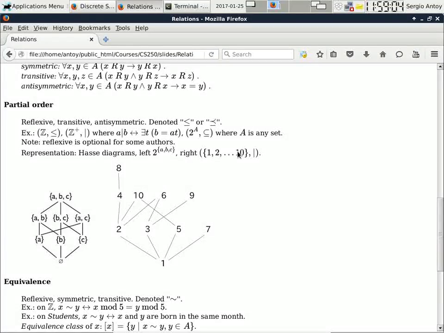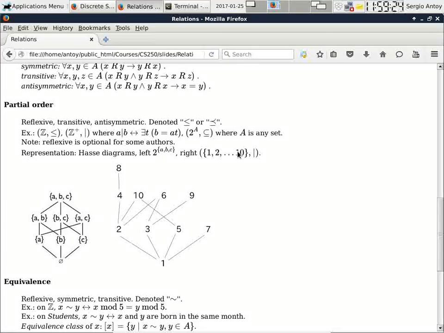To make it a little bit more difficult, some people don't want reflexive. Actually, they want something that is called irreflexive, that we are not discussing here, which says that xx is not in the relation for every x, which is somewhat the opposite.